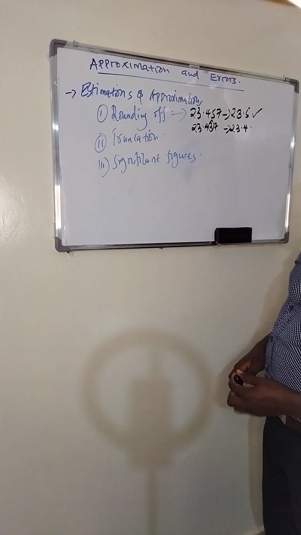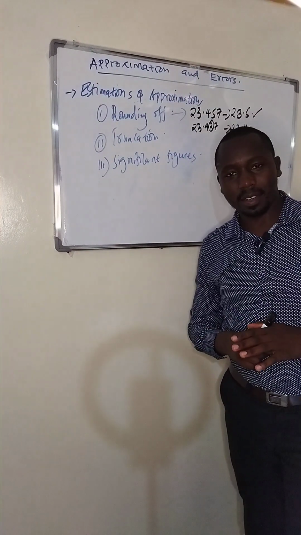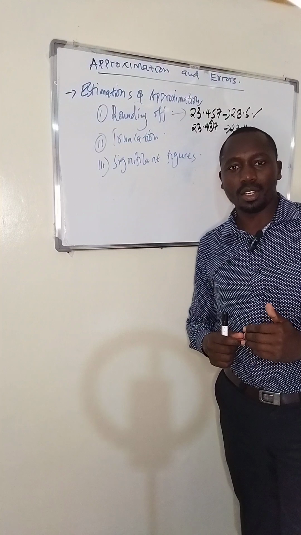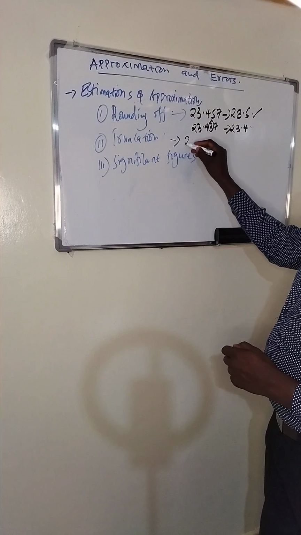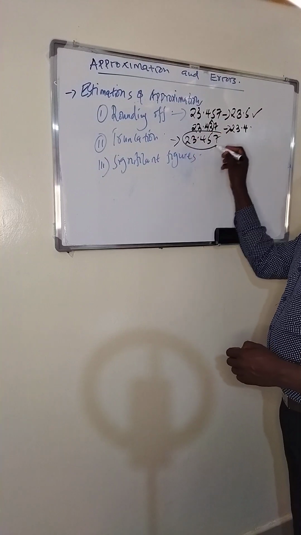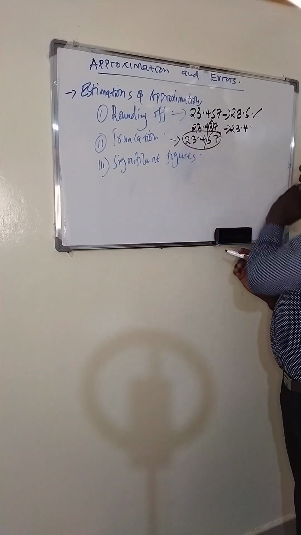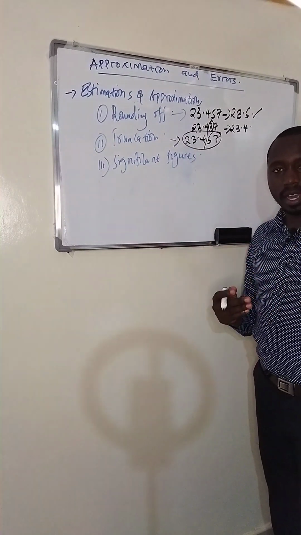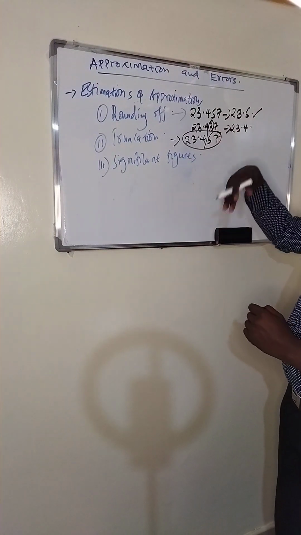Now truncation, unlike rounding off, you only need to focus on the number of decimal places that you're told. So if you're told to truncate to 1 decimal place, let us take the same example here, 23.457, truncate to one decimal place. You only need to get one decimal place, then ignore the rest. We don't round off. You just leave the rest, irrespective of whether it's 5 and above. As long as you have the required number of decimal places, everything else you ignore.